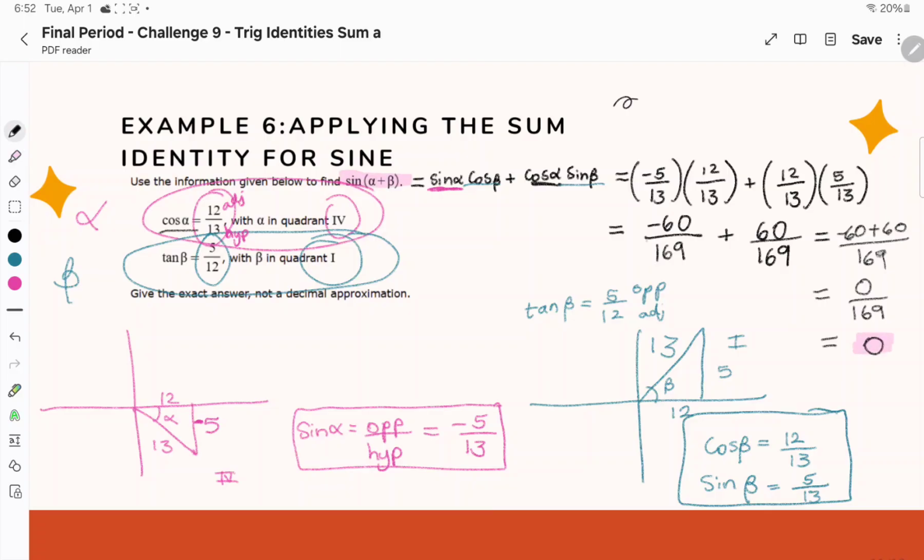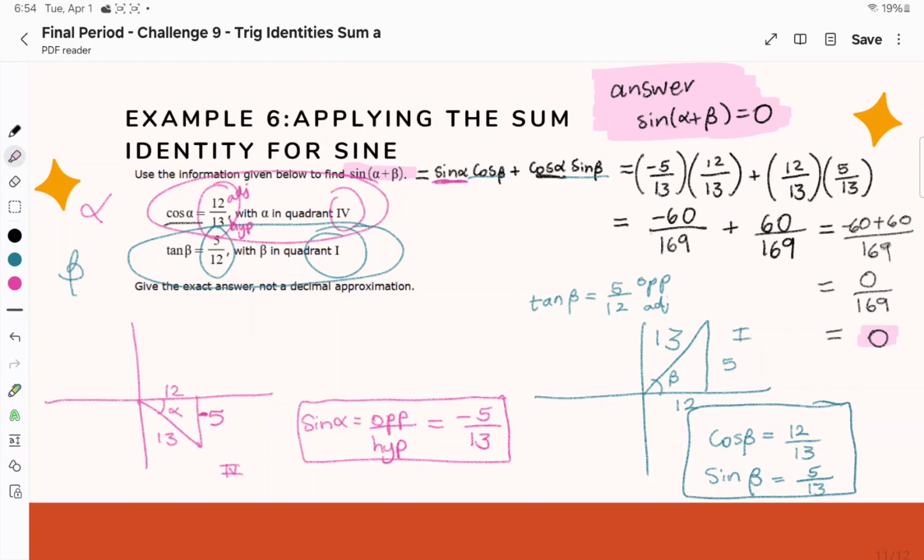Okay. My answer is sine of alpha plus beta equals 0. And that is it. Right? So perfect. Hopefully now you know how to use the formulas and how to apply them to each type of problem that you're gonna find in ALEKS.